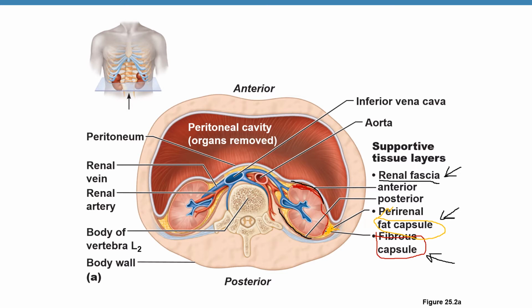And also in this picture you can see the kidneys are retroperitoneal because that's our peritoneal cavity, right? So here we have this membrane over here, that is parietal peritoneum, and organs are removed, but kidneys are behind, right? So they are retroperitoneal.